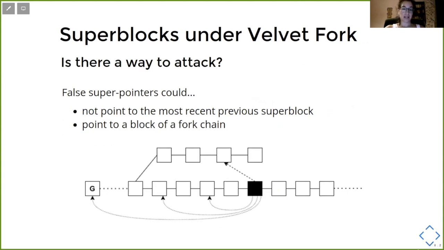So an attacker could here append this black block in the honest chain, which contains false superpointers. And these false superpointers could even point to blocks that belong in a fork chain or in a different chain whatsoever. This is what the adversary will try to exploit for the attack we are going to present.